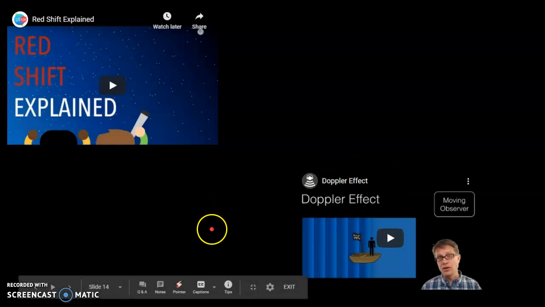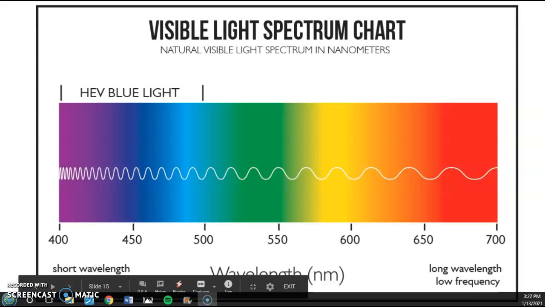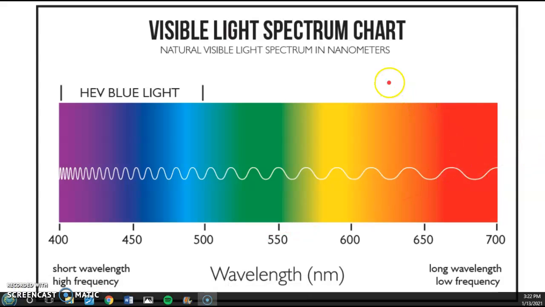So here's some more videos. You get the redshift explained here, and then you've got the Doppler effect here. And so again, let's pause the video and give you a chance to watch these videos and get a better understanding of these concepts. All right, moving right along with our slideshow.